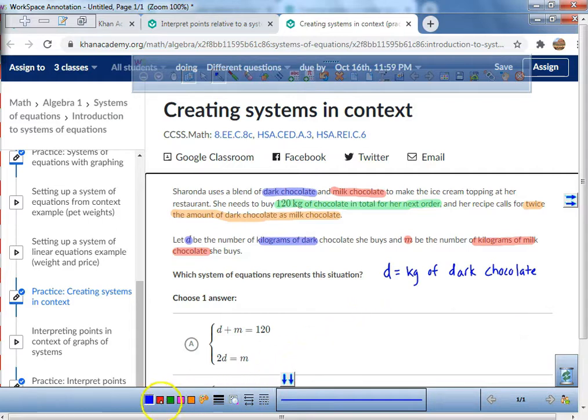And what does M represent, y'all? The kilograms, right? The kilograms of milk chocolate. All right, kilograms of milk chocolate. Now, would you guys agree that if I take the amount of dark chocolate and I add the amount of milk chocolate, that would equal the total amount of the chocolate together?